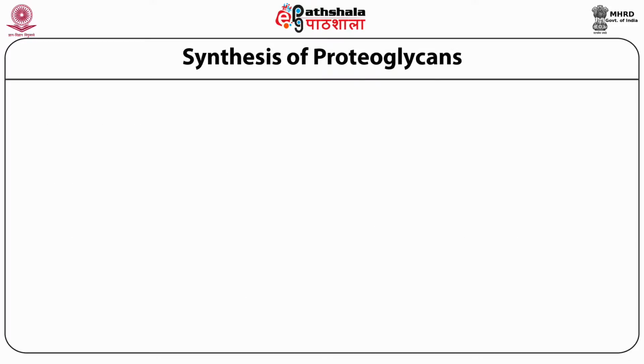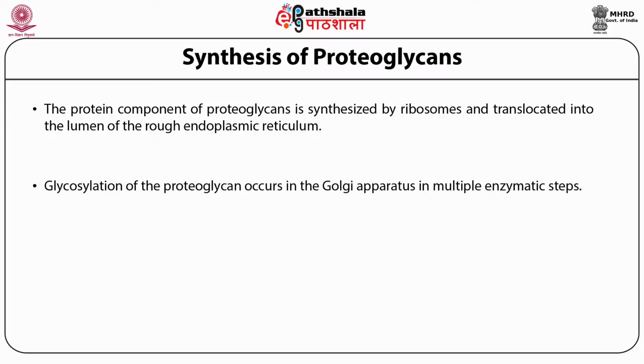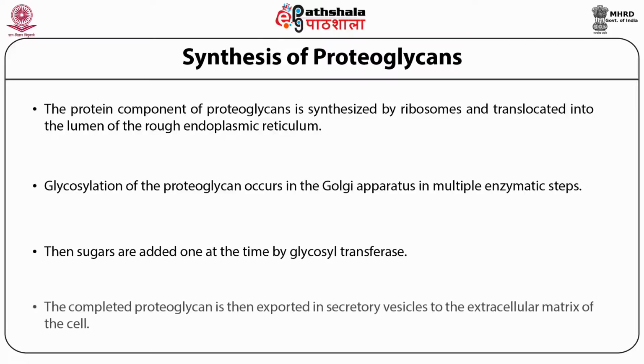Synthesis of proteoglycans. The protein component of proteoglycan is synthesized by ribosomes and translocated into the lumen of the rough endoplasmic reticulum. Glycosylation of the proteoglycan occurs in the Golgi apparatus in multiple enzymatic steps. The sugars are added by glycosyltransferase. The completed proteoglycan is then exported in secretory vesicles to the extracellular matrix of the cell.